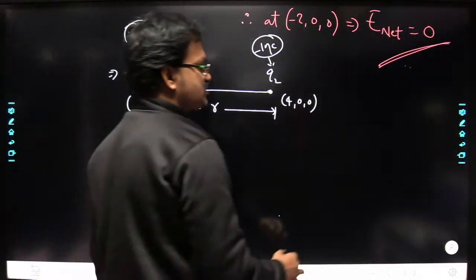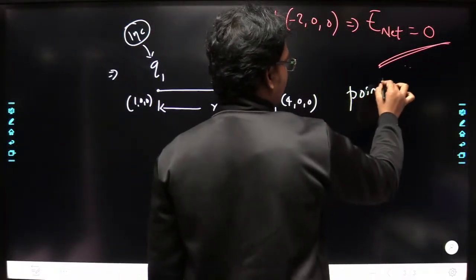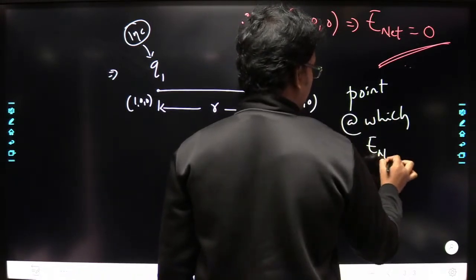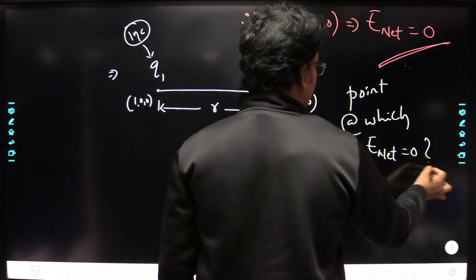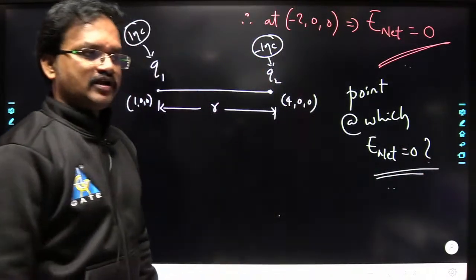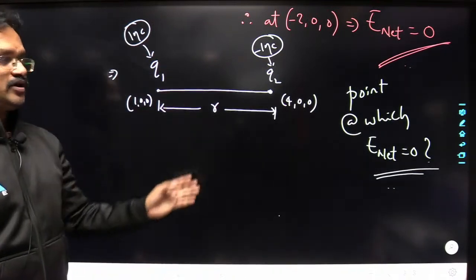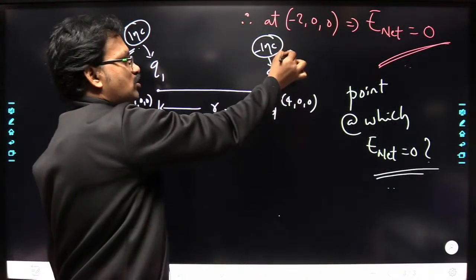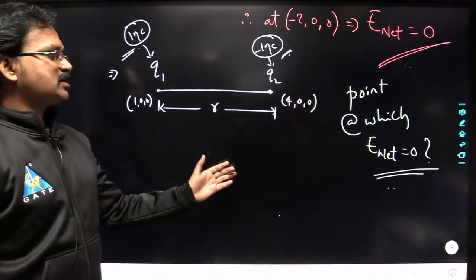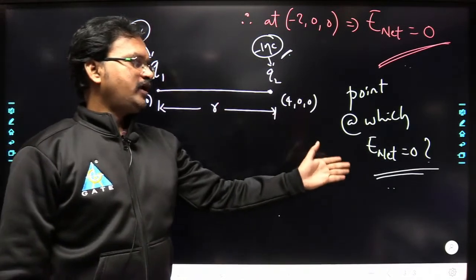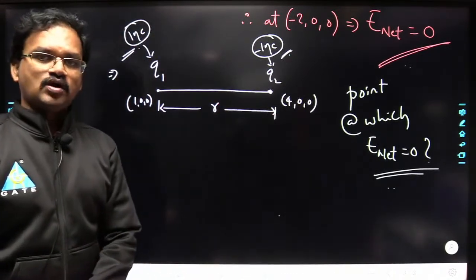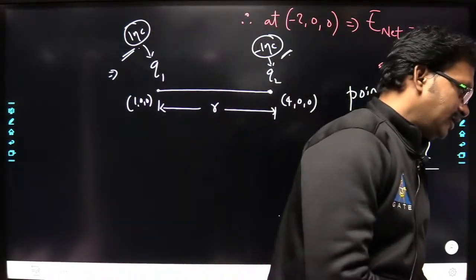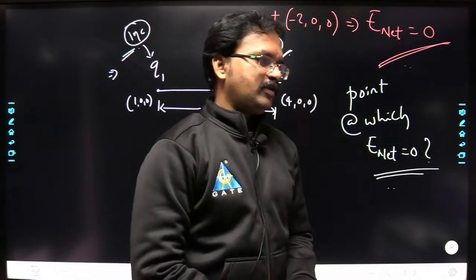Now in this case, tell me the point at which the net electric field will become equal to 0 due to this setup. Here you have Q1 equal to 1 nanocoulomb and Q2 equal to minus 1 nanocoulomb. At what point are you going to get the net electric field equal to 0?